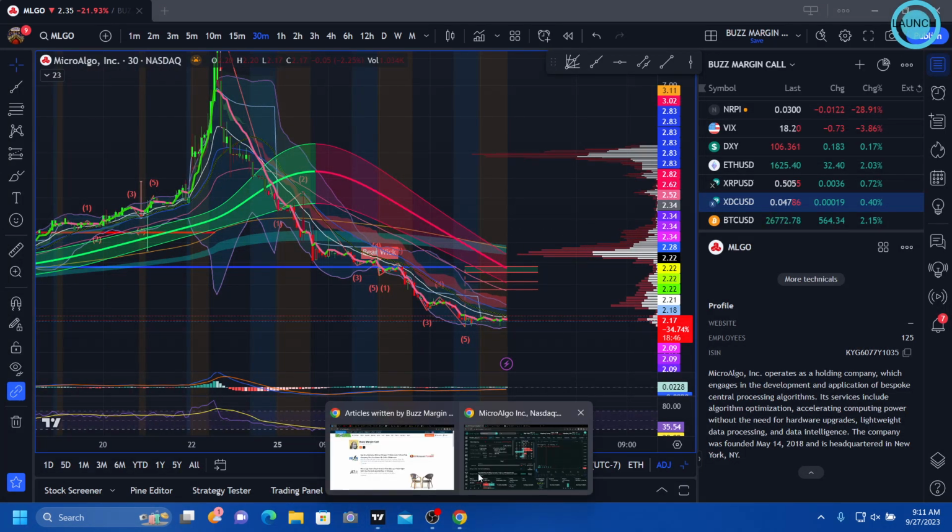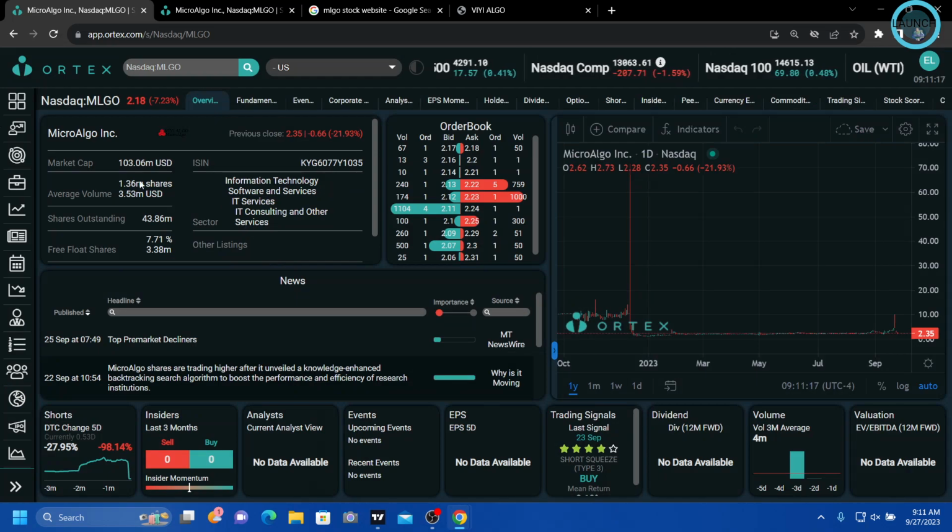Now, peep their details here. Their cap is reading 103 mil, right? Now only 7.71% of that is on float, which relates to 3.38 million shares. Okay. This is a micro float, for sure.